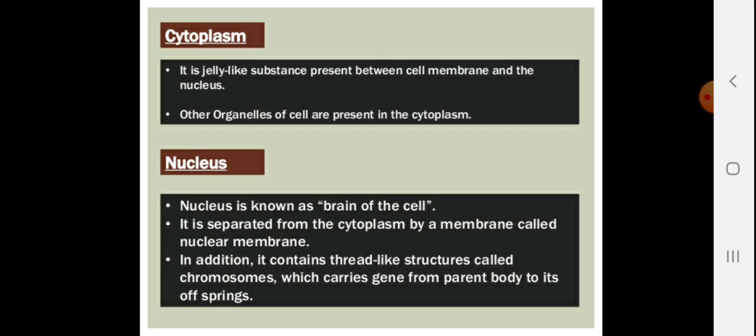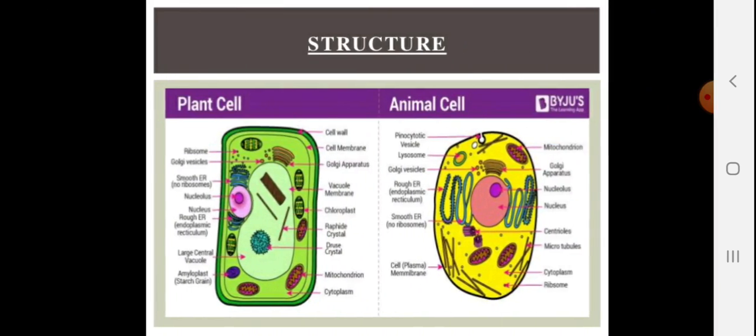Nucleus. Generally it is found in the center or near the center. It is spherical, round or oval in shape. The nucleus is also known as the brain of the cell, because all the commands to the cell are given by the nucleus. It is separated from the cytoplasm by a membrane called the nuclear membrane. In addition, it contains a thread-like structure called chromosome, which carries genes from the parent's body to its offspring.